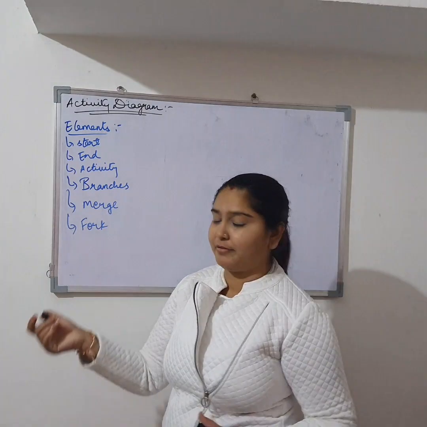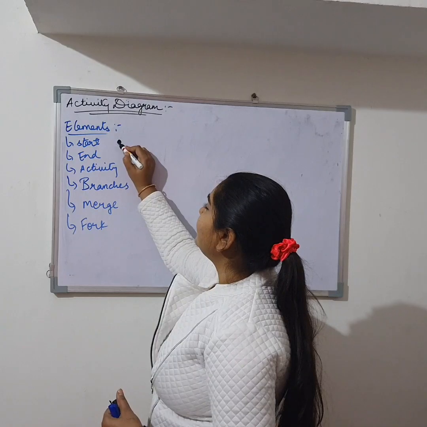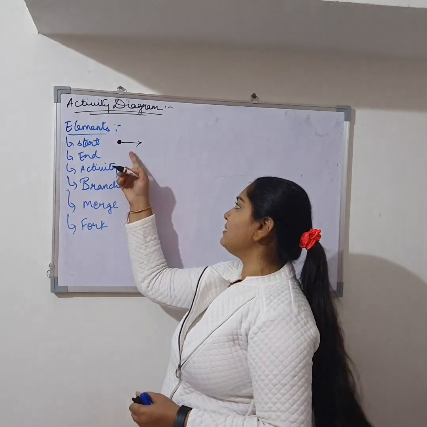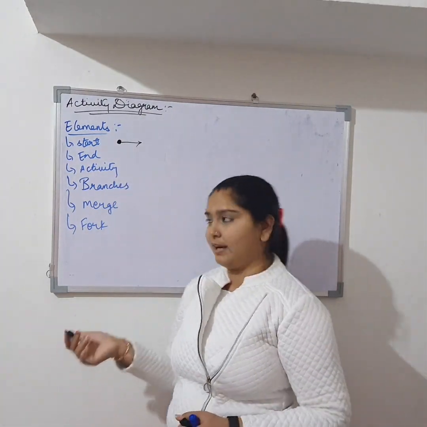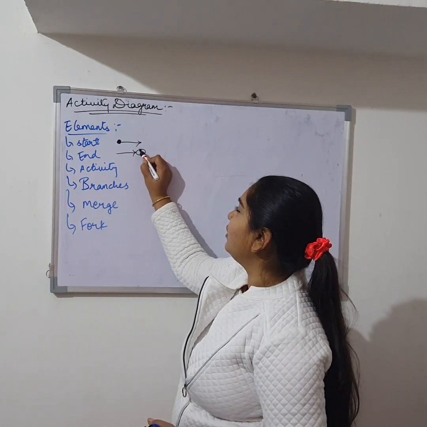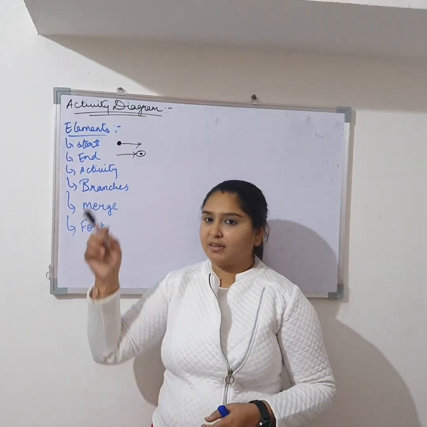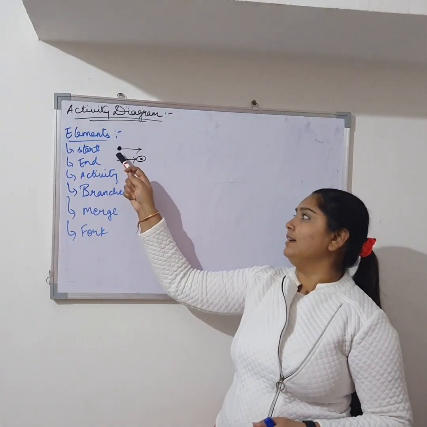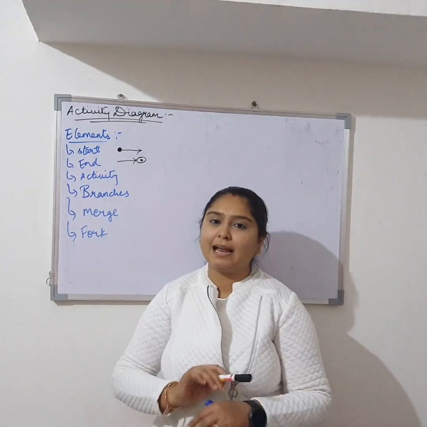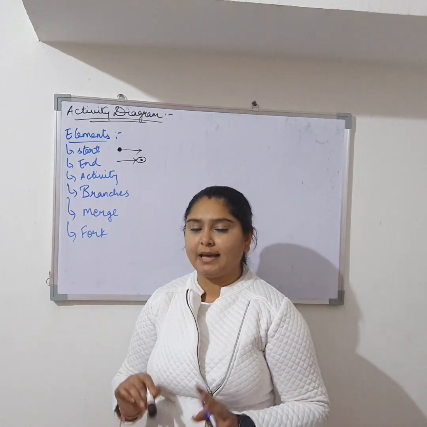But here the symbol is different. For start, we use a bullet sign and then the arrow. This symbol means the start of the activity diagram. And the end is denoted with an arrow going into a bull's eye. Start means a bullet with an arrow, and end means an arrow coming to the bullseye. That means the activity diagram stops over there. It is the end of the activity diagram.